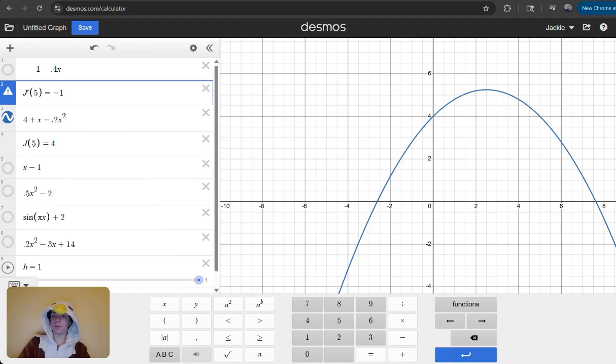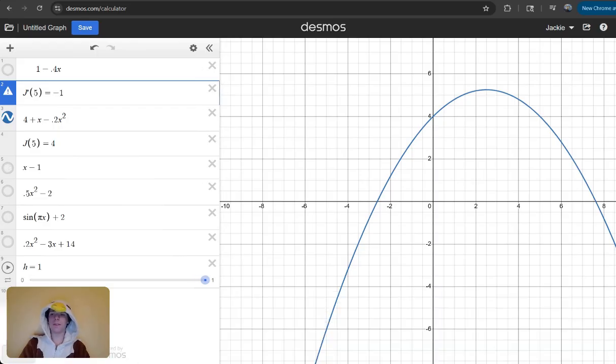So let's start with this. So our first option is x minus 1. Now, 5 minus 1 is 4, so it's going to match up with j of 5. But we can see that the derivative, since this is a linear function, the derivative is just going to be this linear slope. So that's going to be 1. And we need the derivative to be -1. Now, 0.5 x squared minus 2. Let's plug in the numbers for this. 0.5 times 5 squared, that's 12.5. Minus 2 is 10.5. That's obviously not going to work.